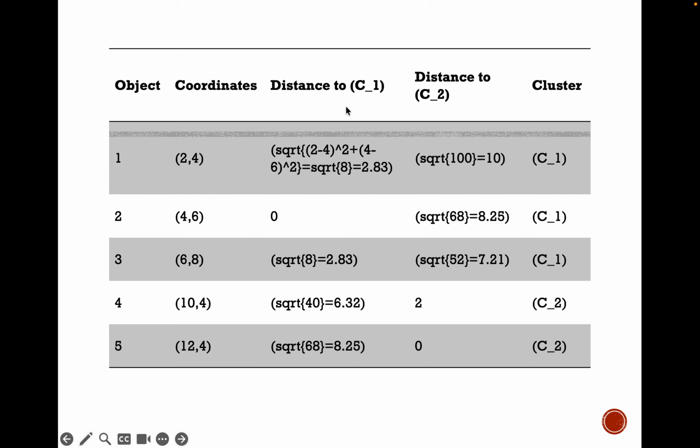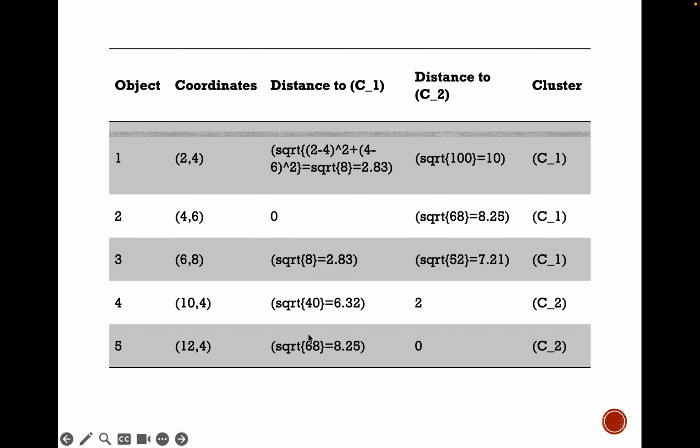Similarly 6, 8 with the cluster 1, that is 4, 6, that is 6 minus 4 the whole square and 8 minus 6 the whole square, that is 2 square plus 2 square, that is 8. So square root of 8 is 2.83. Similarly 6, 8 with the 12, 4, you have to apply the distance formula, you will get square root of 52. In this the minimum is automatically C1, so it belongs to the cluster C1.